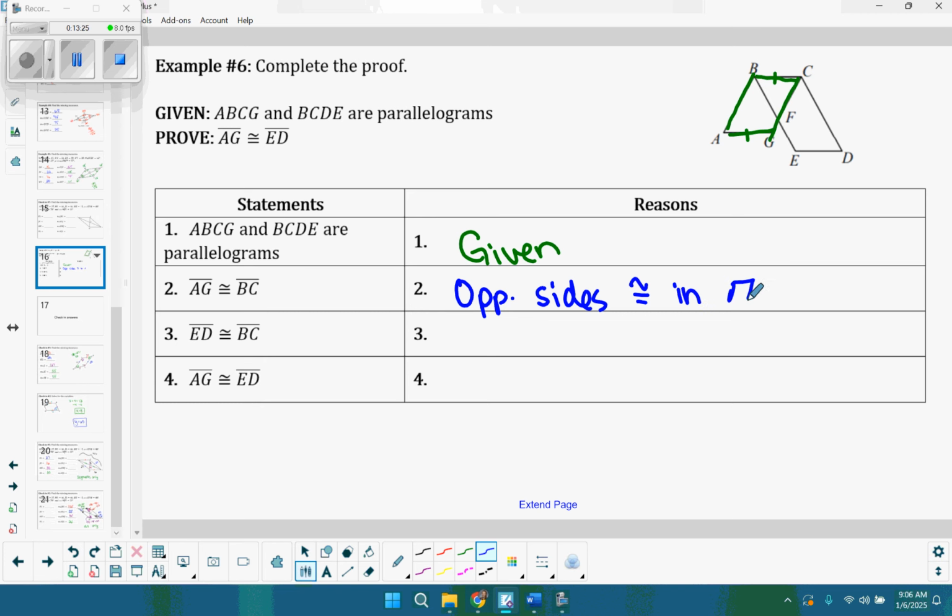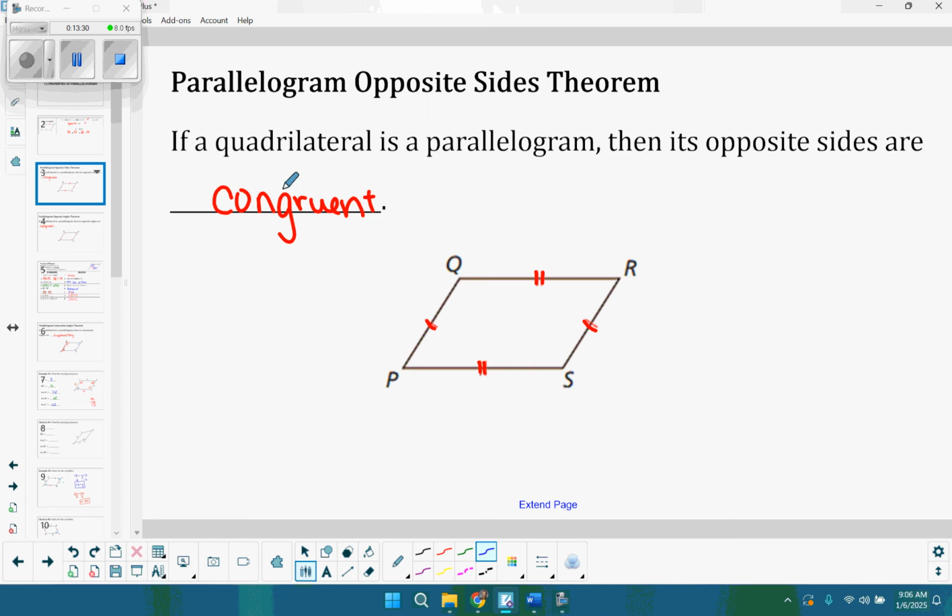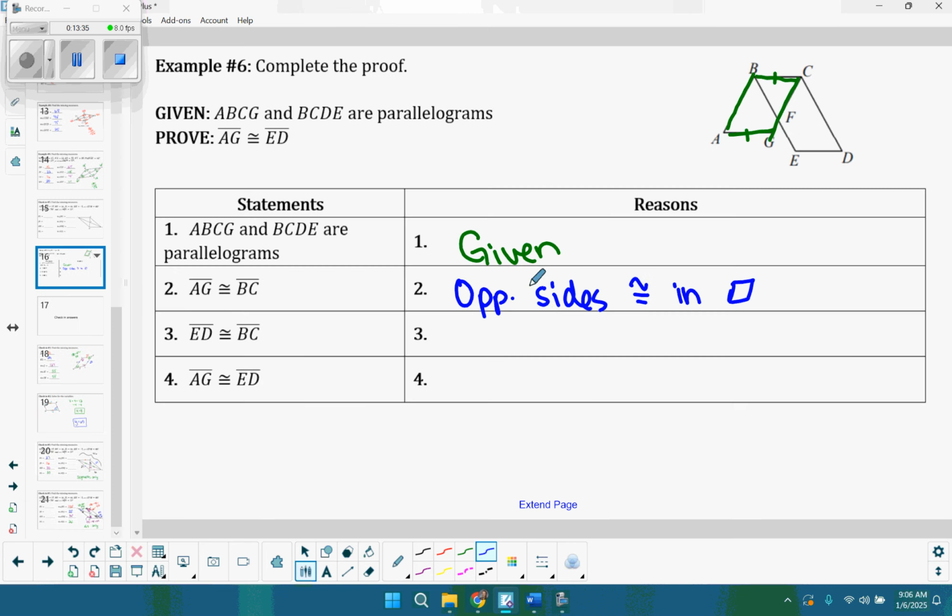in a parallelogram. I believe it was called the opposite sides theorem, parallelogram opposite sides theorem. If you want to call it that, you can. I find it easier to just describe what I was saying. The opposite sides are congruent in a parallelogram. Step 3 says that segment ED, which is here, is congruent to segment BC, which was here. So now we're talking about the other parallelogram, but it's still talking about the opposite sides. So I could use the same reason. Opposite sides congruent in a parallelogram.